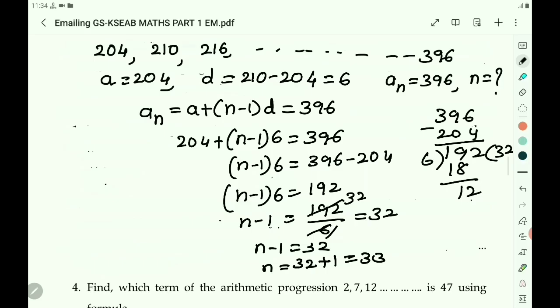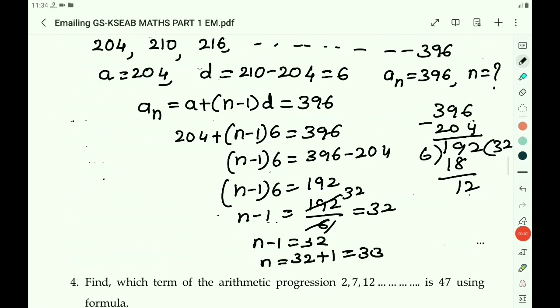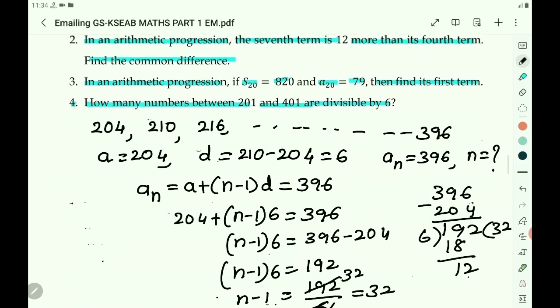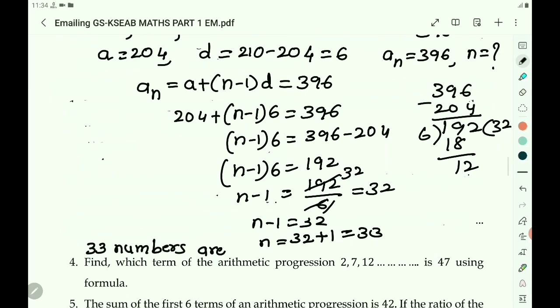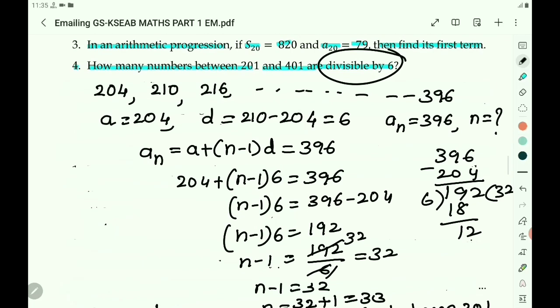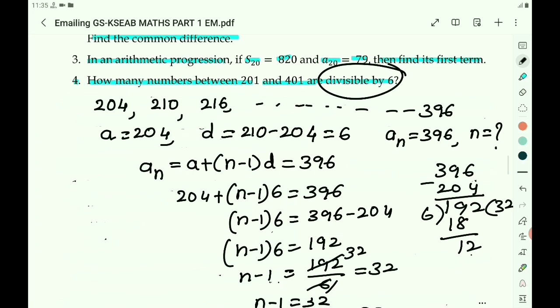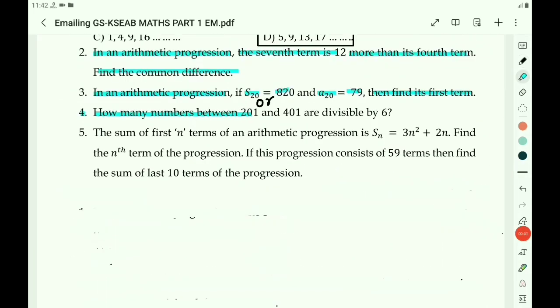Then how many numbers are divisible by 6? Then you write 33 numbers are divisible by 6 between 201 and 401. How many numbers are divisible by 6 between 201 and 401? 33 numbers.